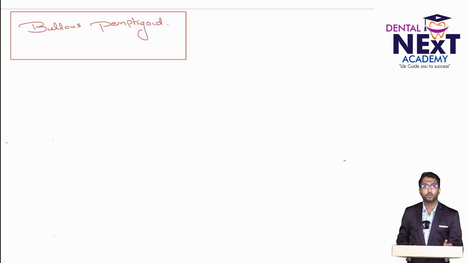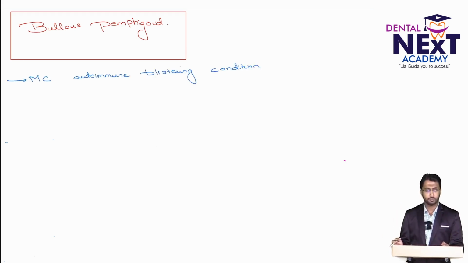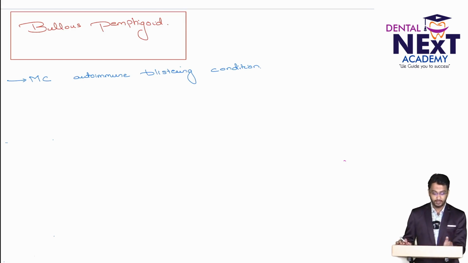Now next we come on to bullous pemphigoid. We studied mucous membrane or cicatricial pemphigoid, which was scarring with ocular involvement. Here there is no scarring; that's one big difference. It's the most common autoimmune blistering condition. Oral involvement is very low here. If they ask you the most common autoimmune blistering condition as such, it is bullous pemphigoid.